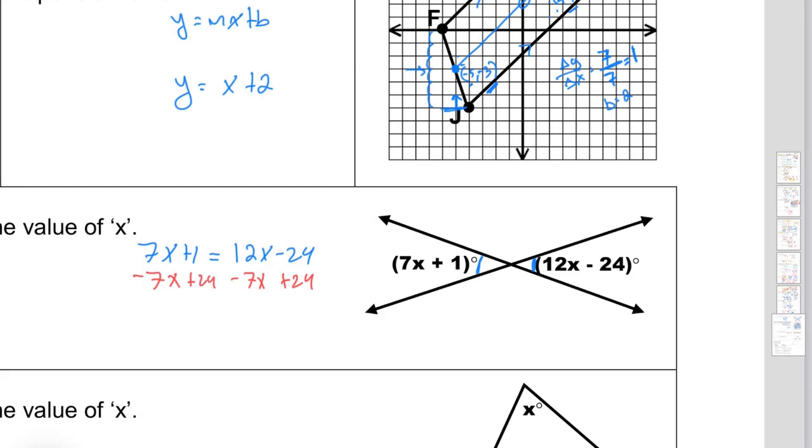On the right side, the 24's cancel. On the left side, the 7x's cancel. On the left side, 24 plus 1 is 25. On the right side, 12x minus 7x gives me 5x. Divide both sides by 5, and we get x to be 5.